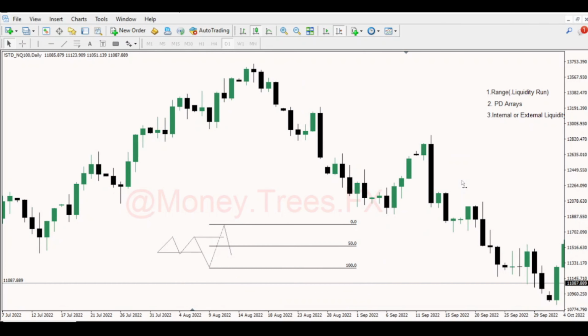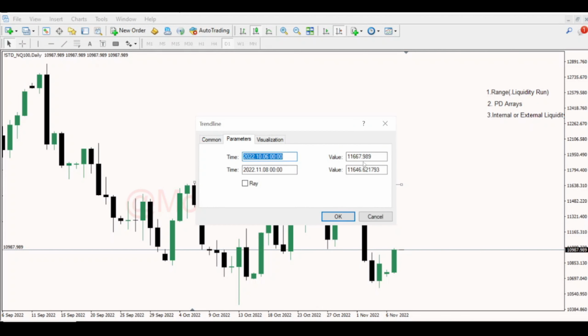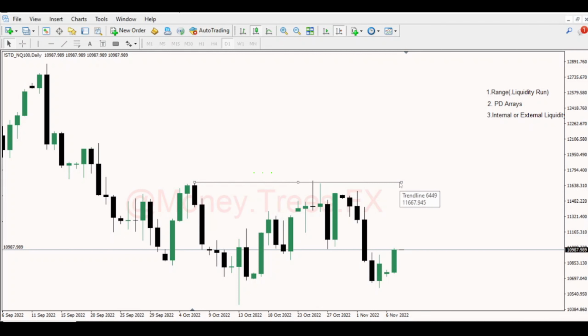So now let's look at the actual price. First, you want to define your range. How do we do that? We look at the liquidity run on both sides of the market. So for buy side, you have this level right here. Let's make this line straight. Then for sell side, you have this low right there, this one. Why not this one? Because this took out the previous liquidity, so now liquidity is resting on the next candle.